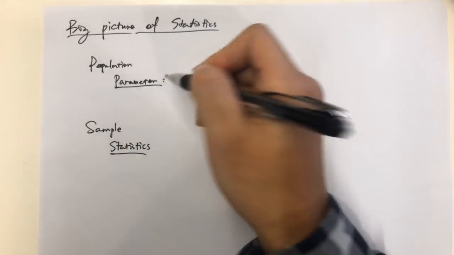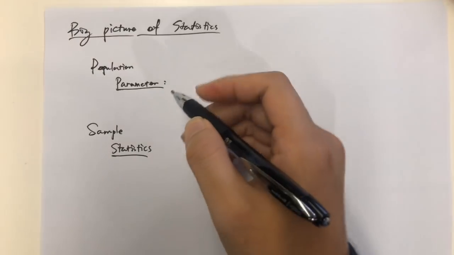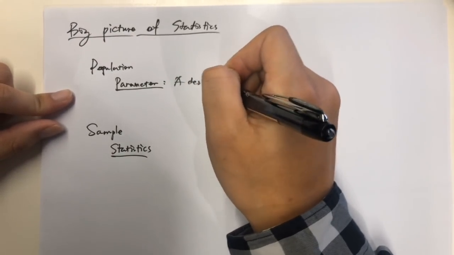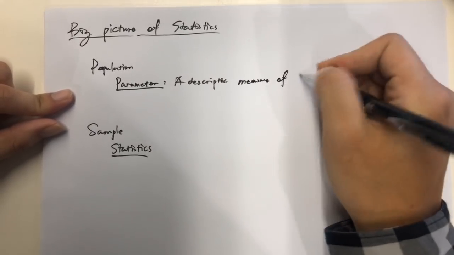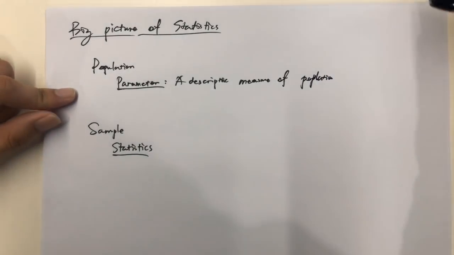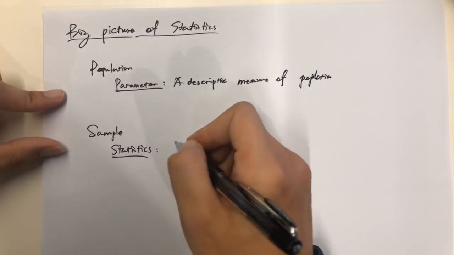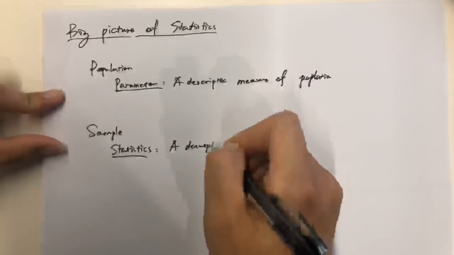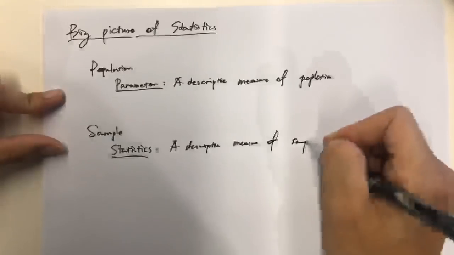Parameter and statistics. So parameter, statistics, what is a parameter? If you went to your tutorial or lectures, you may have noticed that a parameter is a descriptive measure of a population. And sample statistics are defined as a descriptive measure of a sample.